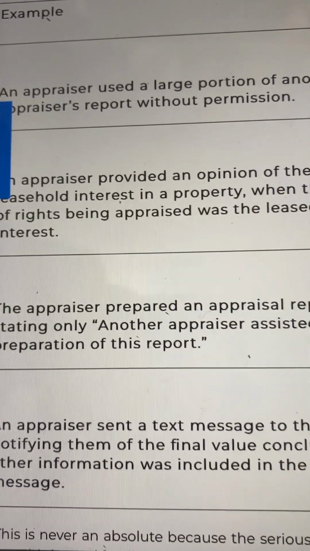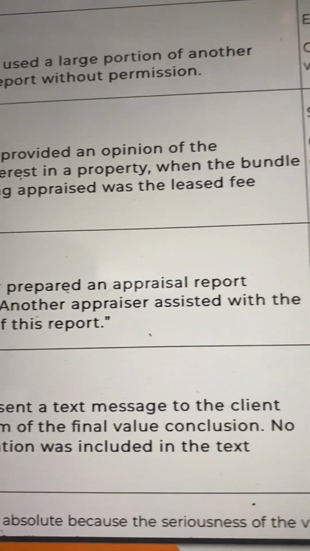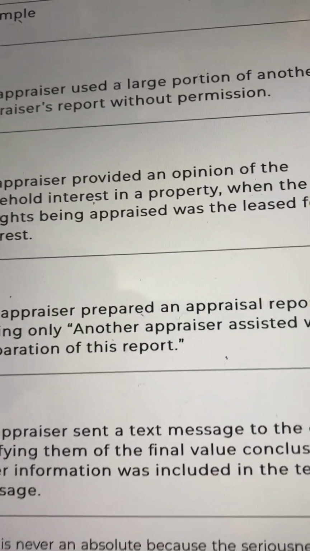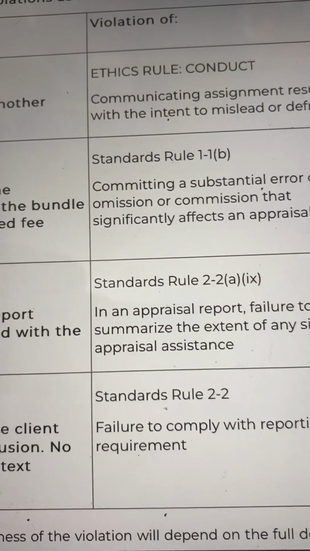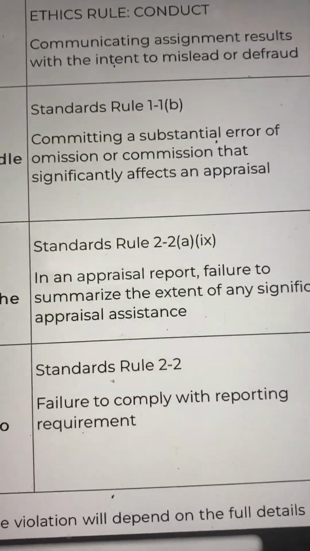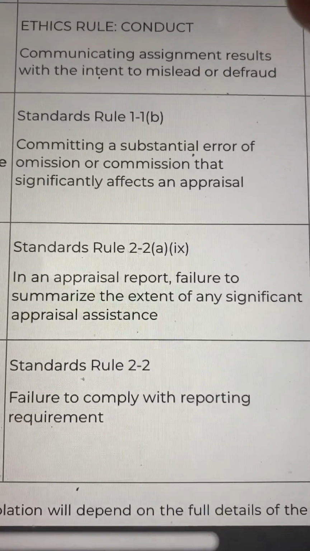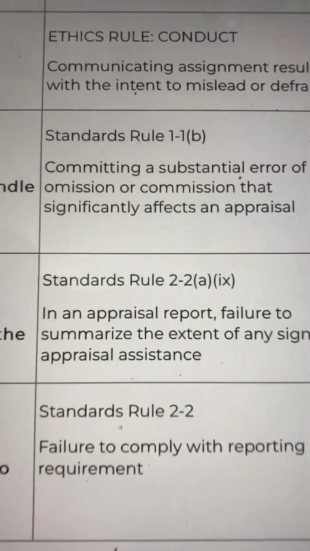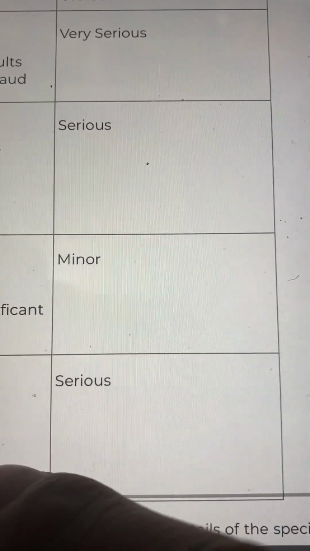Example, the appraiser prepared an appraisal report stating only another appraiser assisted with preparation of this report. Violation, Standards Rule 2-2A, Roman numeral 9. In an appraisal report, failure to summarize the extent of any significant appraisal assistance. Possible type of violation, minor.